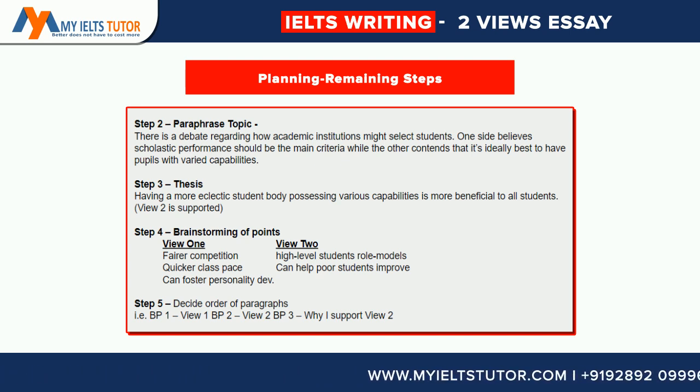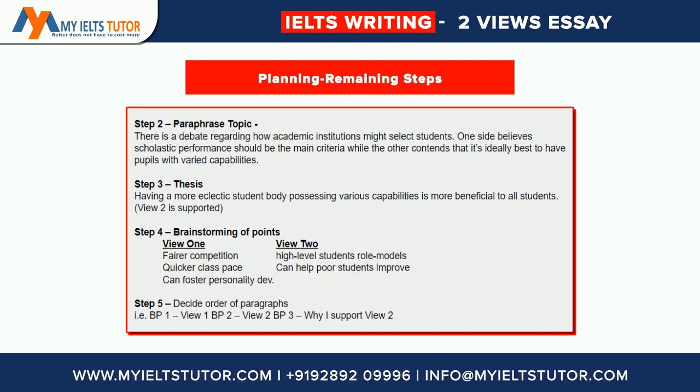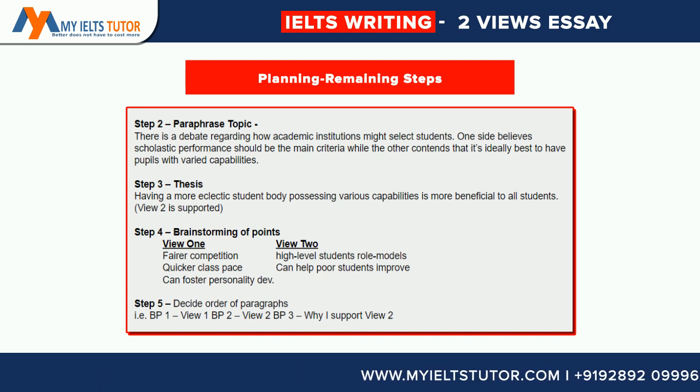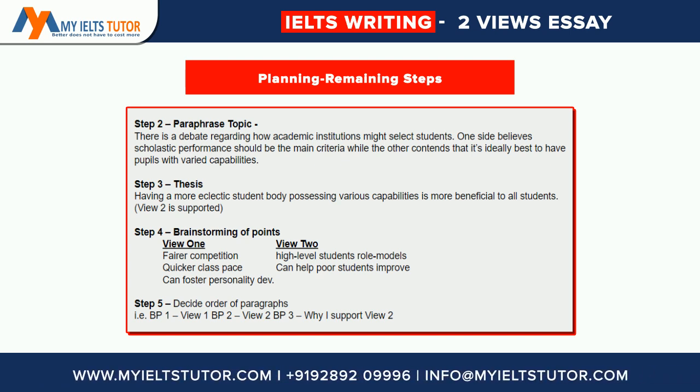You brainstorm for your points. And so here we have view 1 has 3 reasons, view 2 has 2 reasons, okay? And then step 5, decide on the order of your paragraph. And so, for example, body paragraph 1 is view 1, body paragraph 2 is view 2, and body paragraph 3 is why view 2 is supported.